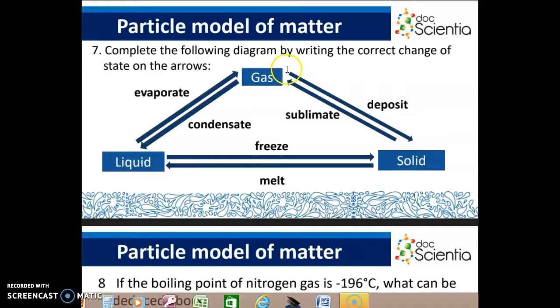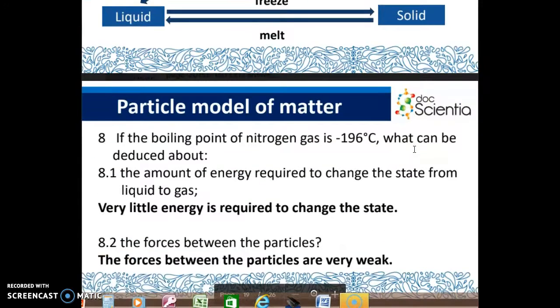Then it condenses against the glass, and it becomes... if a gas condenses, it becomes a liquid. And if the liquid freezes, it becomes a solid. And it sublimates when it skips from solid to gas. And it deposits when it goes from a gas to a solid.